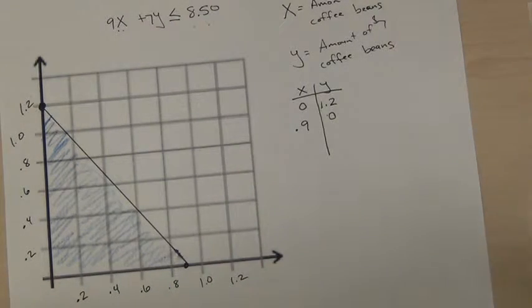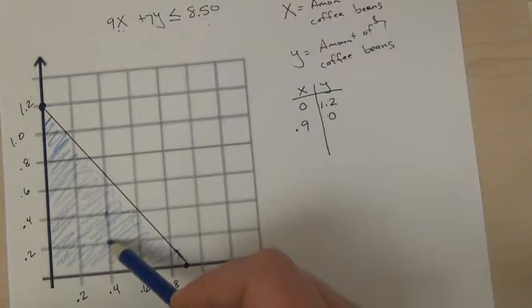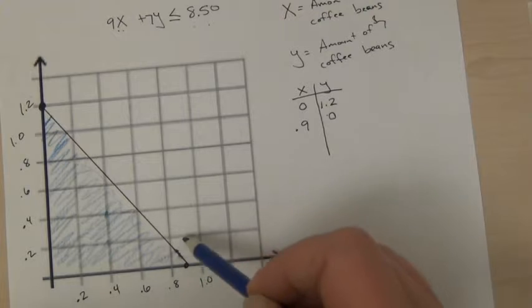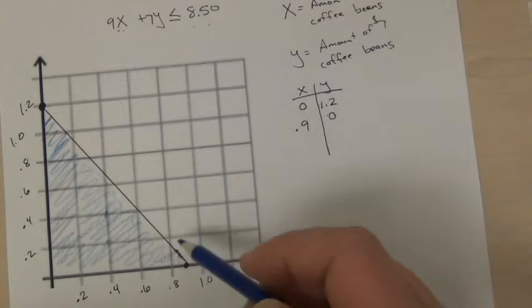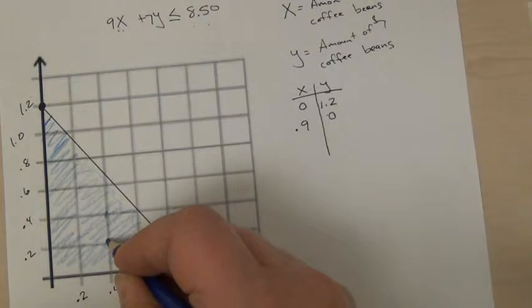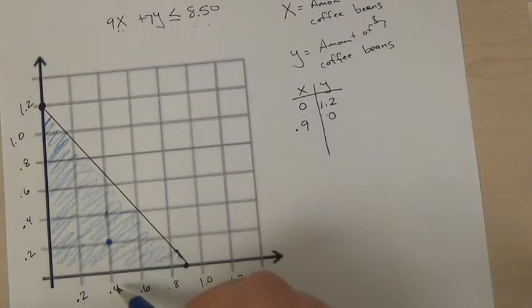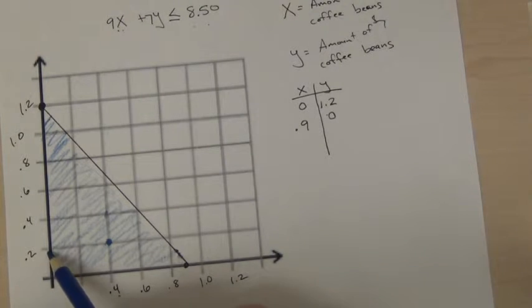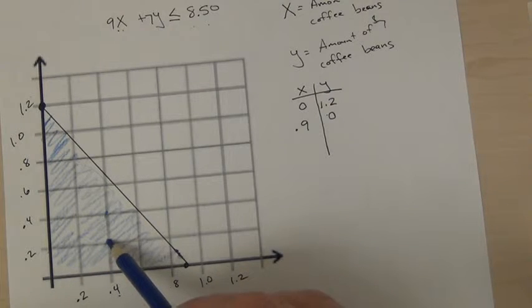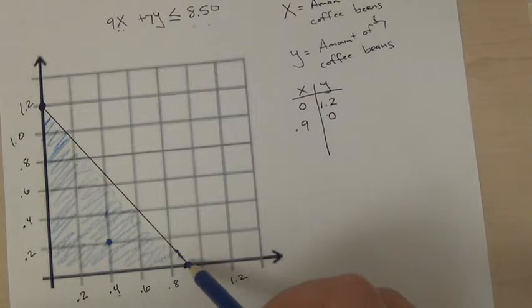And what that means is any point in here would represent a combination of $9 pound coffee and $7 pound coffee in amounts that would cost me less than $8.50. So for example, if I combined 0.4 pounds of the expensive coffee and 0.2 pounds of the less expensive coffee, the total cost of that coffee would be under $8.50.